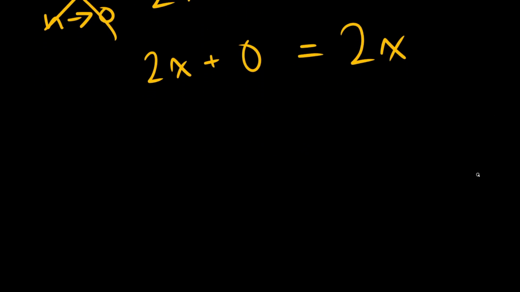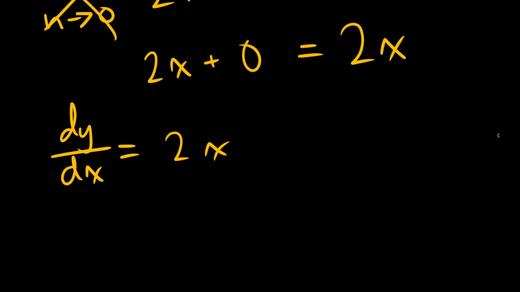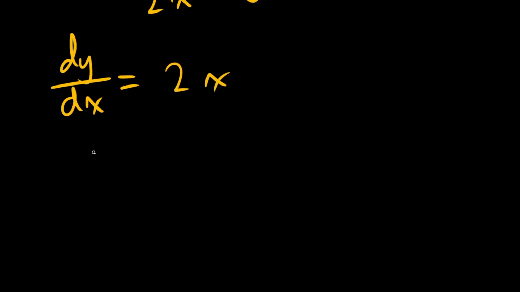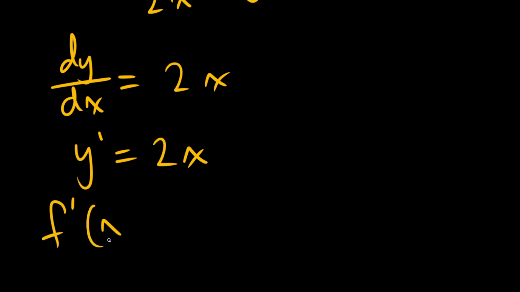But what did we find here? 2x is the derivative of this function x squared. We write this out as dy divided by dx, which is not a fraction, by the way. You can't cancel out the d's. dy/dx equals 2x. You might see some textbooks or in your exams, they might write it as y prime equals 2x. Prime just meaning differentiated, and y is the function. Or f prime of x equals 2x.